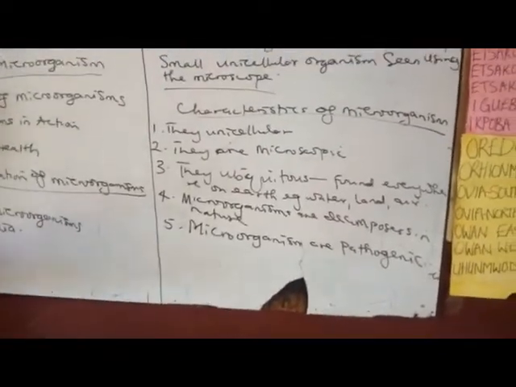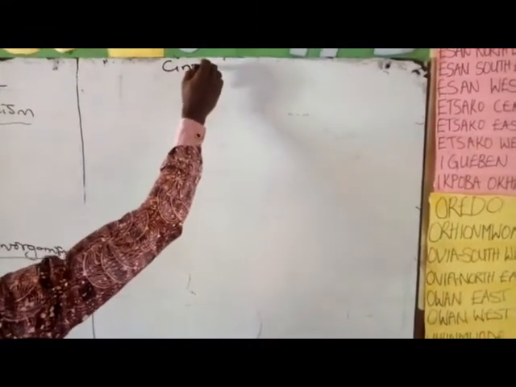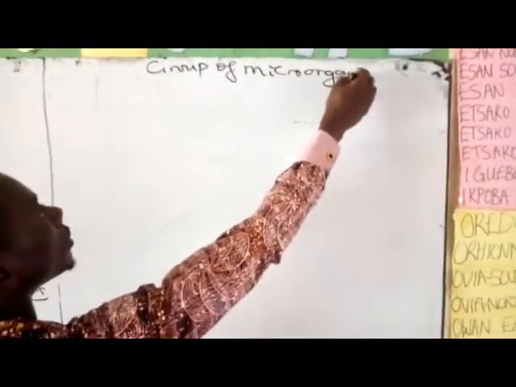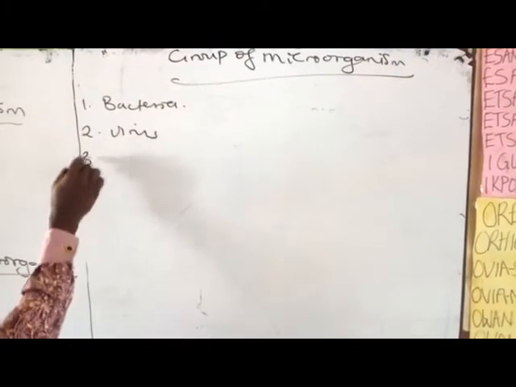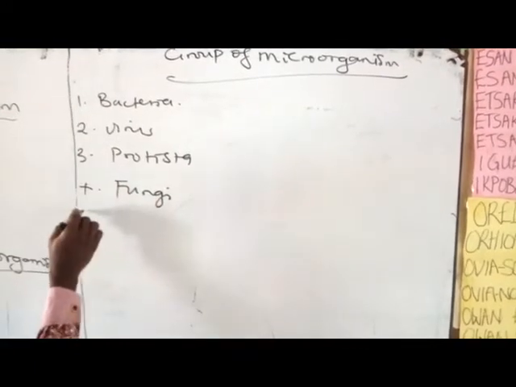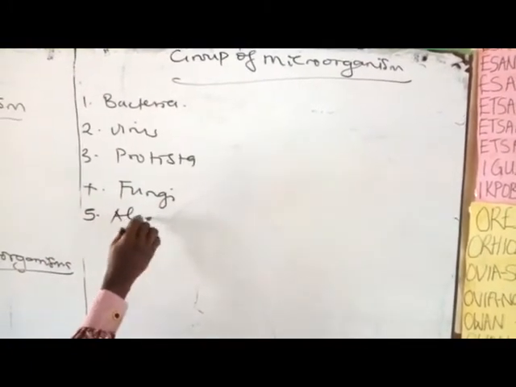Now, moving forward, what are the various groups of microorganisms we have? How do we group microorganisms? There are various groups of microorganisms. The first one we call bacteria. Second one we call the virus. The third one is called protista. We also have fungi. And then number 5 is algae. These are various groups of microorganisms.